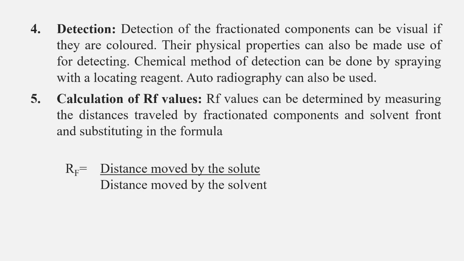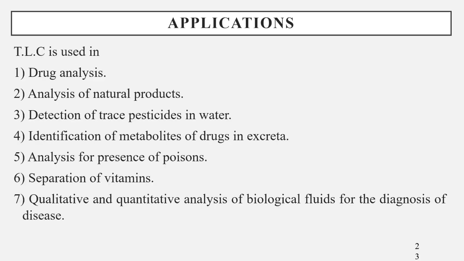Next we will mark the separated amino acid spots, and we will calculate the RF value. The RF value can be determined by measuring the distance travelled by the fractionated components and the solvent front and substituting in the formula, the same formula used in paper chromatography: distance moved by the solute divided by distance moved by the solvent.